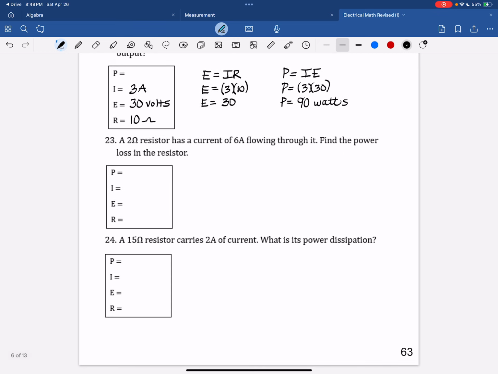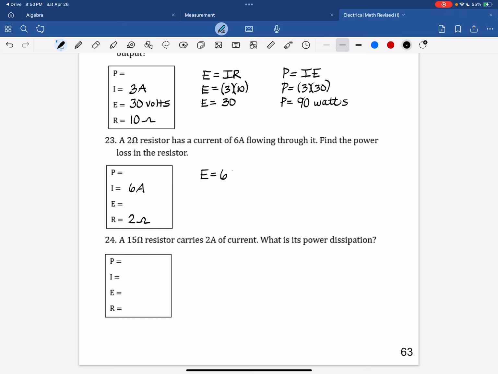A 2 ohm resistor has a current of 6 amps flowing through it. Find the power loss in the resistor. So I'm going to need to know voltage.